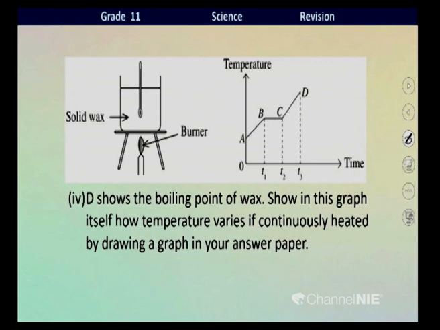If D here is the boiling point, children, you know that even at the boiling point, the liquid starts boiling, the heat is absorbed to convert liquid state into gaseous state. That heat is called latent heat of vaporization. During this period, temperature doesn't change. Then it goes like this after that. Then the graph must be drawn like this.